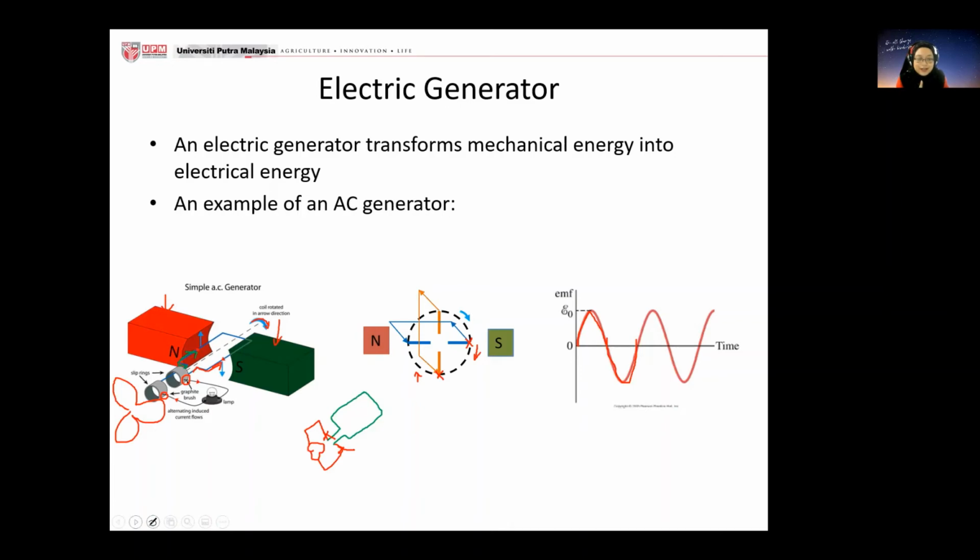So that's what happens when it's a different direction, and that's why you have AC. AC is actually alternating current, and that's what it means. So the current alternates from this direction to another direction, and it happens continuously as long as the motion is happening. When it stops, then of course no more current is being induced, and you're not going to get any more electricity. Bear that in mind.